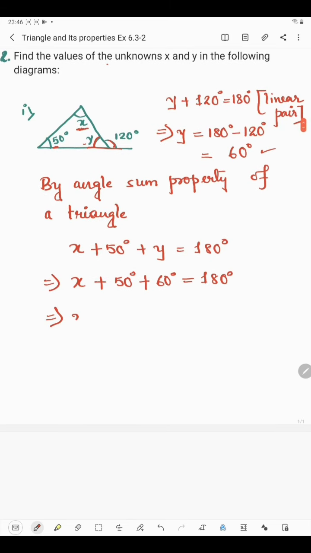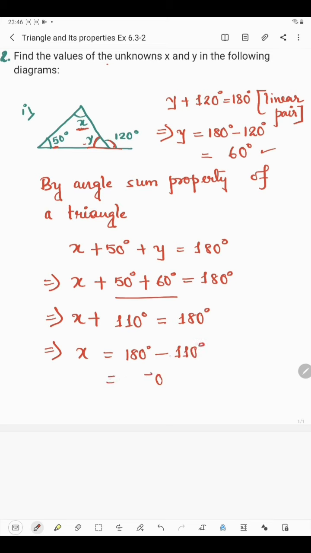Now x plus the sum of 50 and 60: 0 plus 0 is 0, 6 plus 5 is 11. So x plus 110 degree is equal to 180 degree. So the value of x will be 180 degree, and this 110 degree will be transposed to the right hand side. So plus 110 will be minus 110 degree. So 0 minus 0 is 0, 8 minus 1 is 7. So the value of x is 70 degree and y is 60 degree.